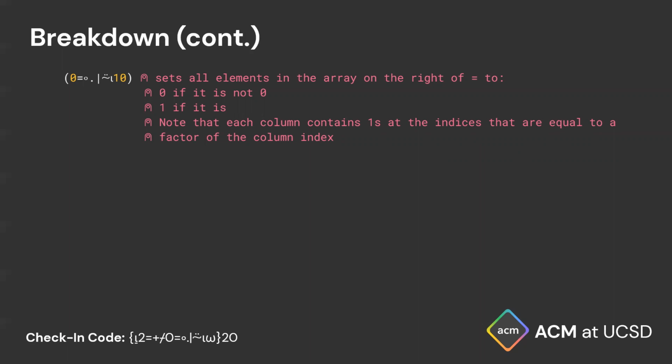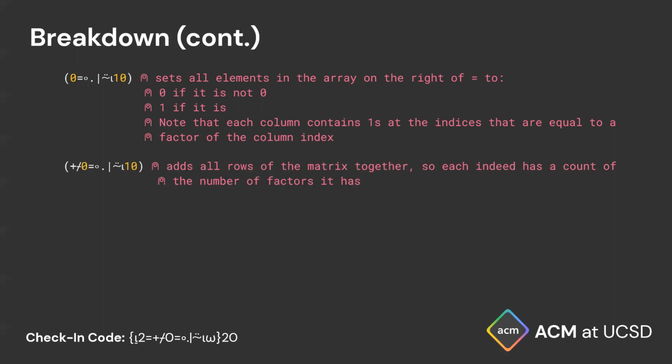In the first column, we're going to get 1 at the very top left corner and 1's nowhere else, which means that only 1 is a factor of 1. In the second column, we're going to get 1 at the top and then 1 at the second row, which means that 1 and 2 are factors of 2. In 3, we're going to get 1 at the first row and 1 at the third row. And in 4, we're going to get 1 at the first row, the second row, and the fourth row.